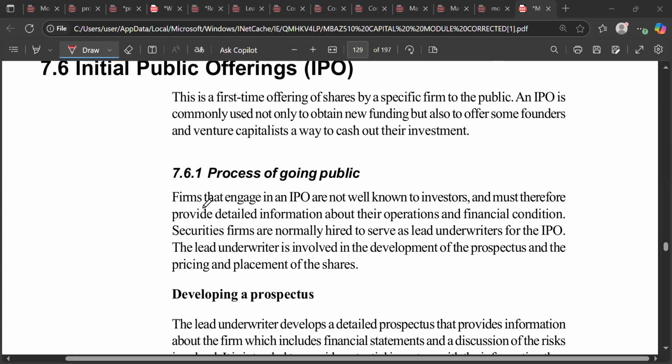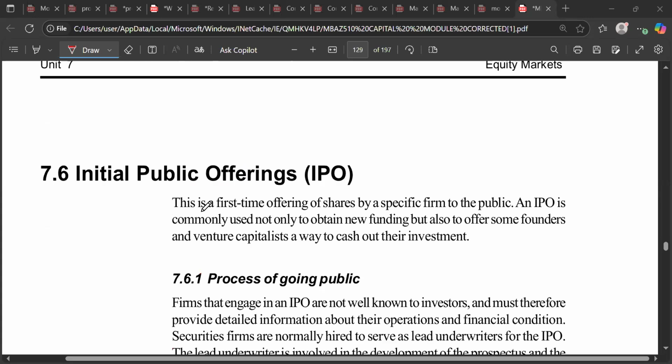All right. Now let's get to initial public offerings, IPOs. So an IPO is the first time a private firm offers shares to go public. An IPO is commonly used not only to obtain new funding, but to offer founders and venture capitalists a way to cash out their investments. So the first sale of a company's shares to the public is an IPO.